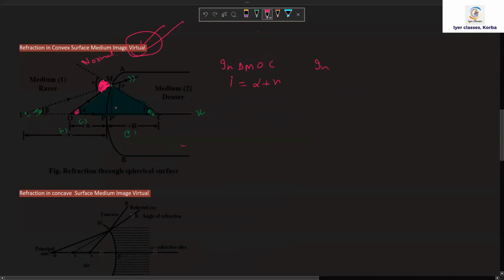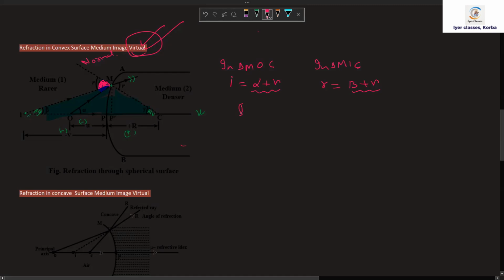Now I want to find the angle R. Which triangle should I consider? For angle R, it will be triangle MIC. So what is the value of R? R is equal to beta plus gamma. Okay, fine. So I've got the value of I, and I've got the value of R.